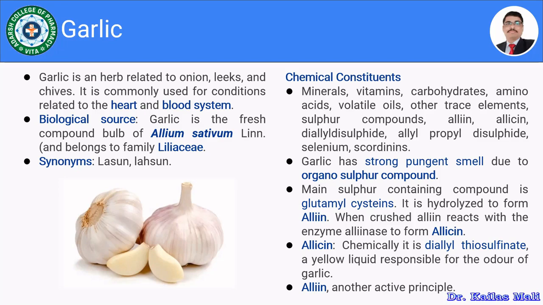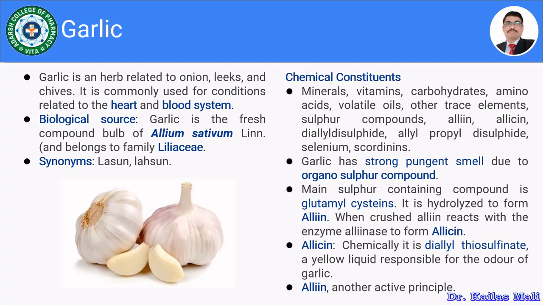Let us move towards the chemical constituents of garlic. Mainly, garlic comprises sulfur compounds. If you can see, it majorly comprises minerals, vitamins, carbohydrates, amino acids, volatile oils, other trace elements, sulfur compounds, allicin, diallyl disulfide, allyl propyl disulfide, selenium, and scordinine. These are the major chemical constituents of garlic.